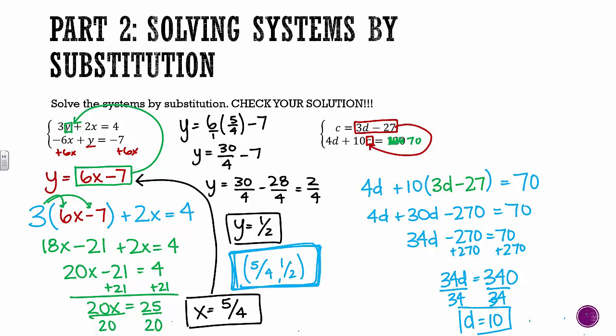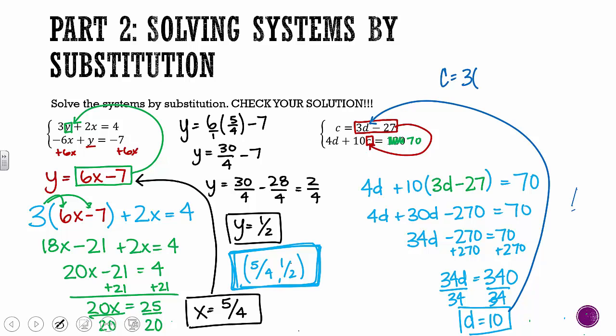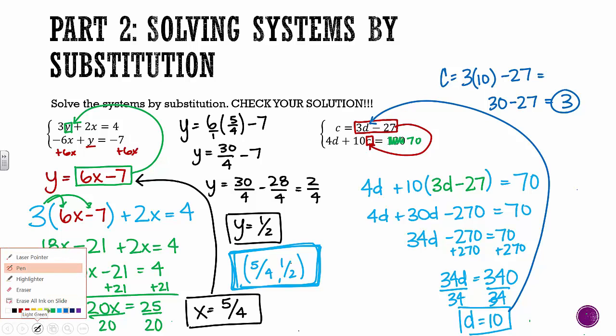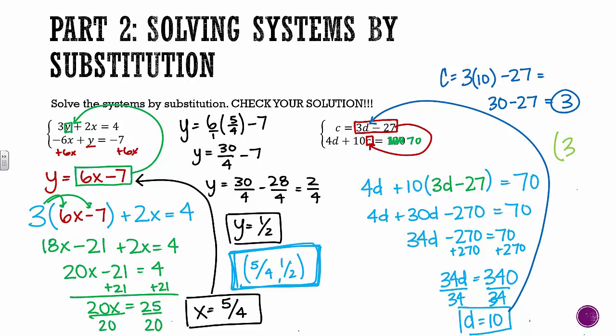So then once we know that, we're going to substitute again up here for d and find c. So c equals 3 times the d we just found, minus 27. So that is 30 minus 27, or 3. And then remember, instead of writing these as two separate answers, we want to put them in an ordered pair. So usually it's x and then y, but because these are c and d, we just put them in alphabetical order. So c comes first, and then d. So your answer for this is (3, 10).